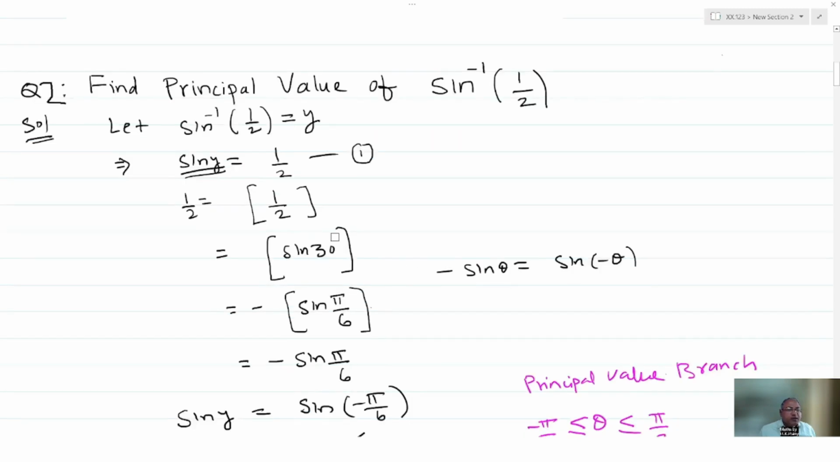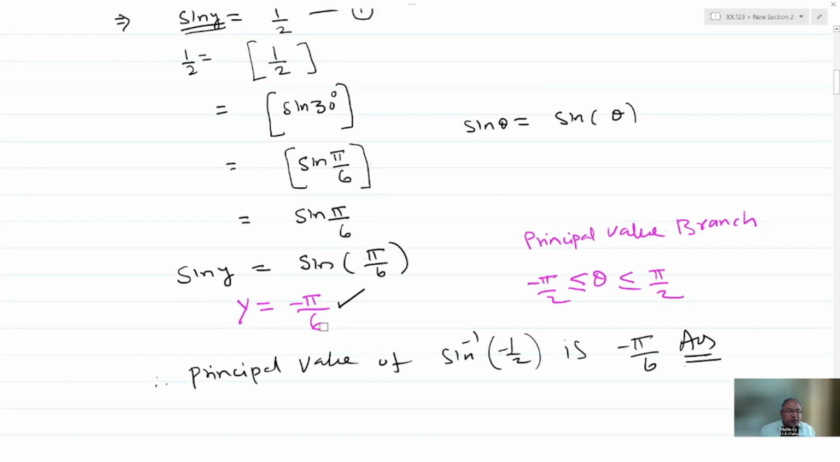The step remains the same. Here sine 30 is nothing but pi upon 6. Here sine theta equals sine theta, and the minus just goes away. So sine y equals pi upon 6. In place of minus there is a plus. Pi by 6 lies between minus pi by 2 and pi by 2. Therefore, y equals pi upon 6 is the principal value of the given question. Therefore, the principal value of sine inverse of 1 upon 2 is pi by 6.